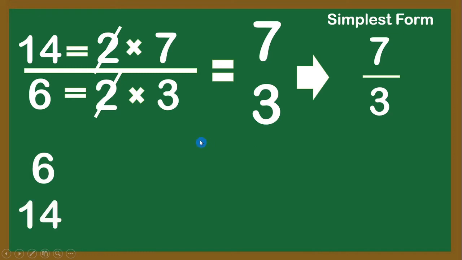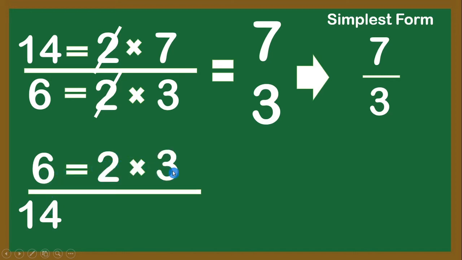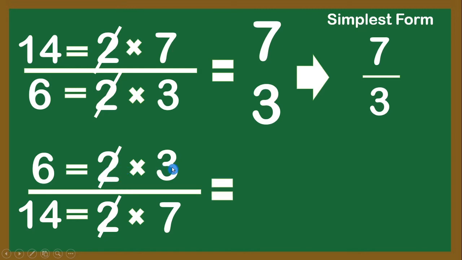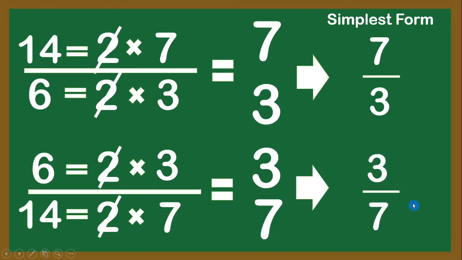Then if we have the other order as 6 is to 14, simplifying 6 is to 14, find the common factors of 6 and 14, wherein 6 has factors of 2 times 3 and 14 is 2 times 7. Then we cancel the common factors 2 and 2. That will give us 1. So 1 times 3 equals 3. Then 1 times 7 equals 7. Then that will give us 3 is to 7, and that is the simplest form.